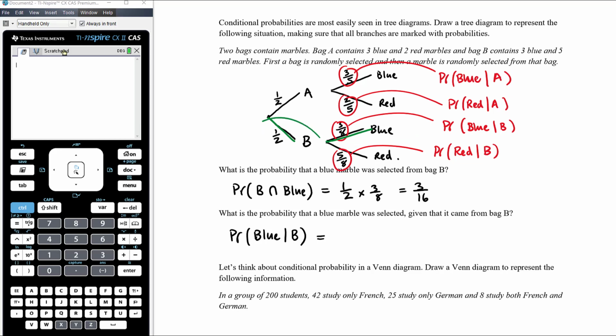The probability of choosing a blue marble given that it came from bag B, this time you know it came from bag B. You're not making this choice. The whole diagram's essentially now starting from this point here. Given that it came from bag B, what's the probability that it was blue? That is 3/8.